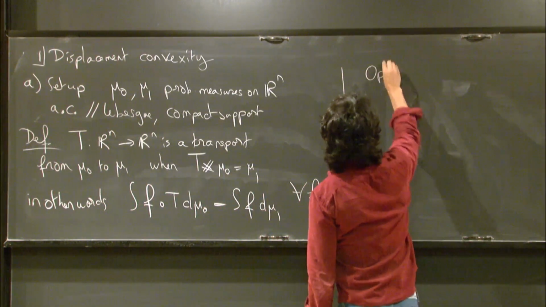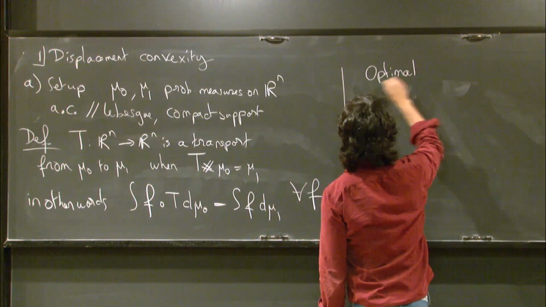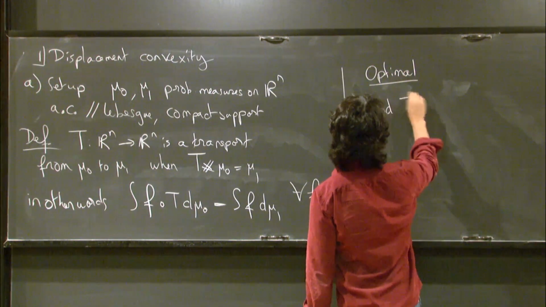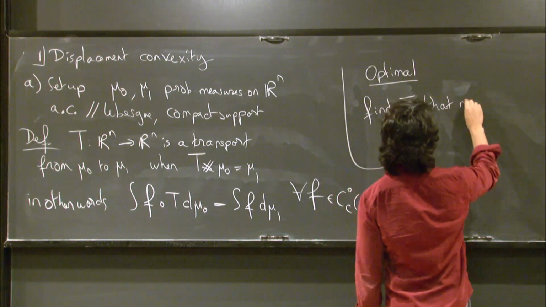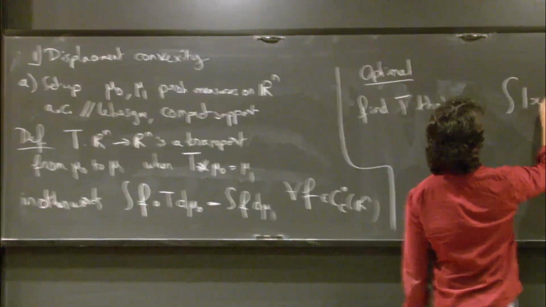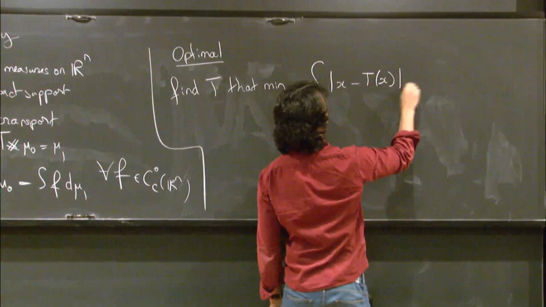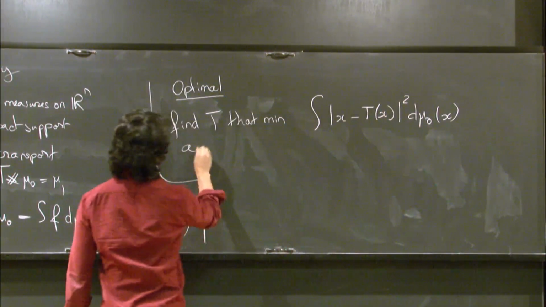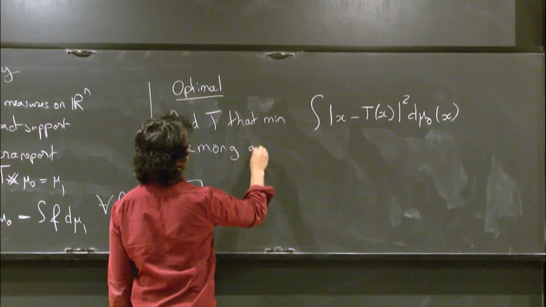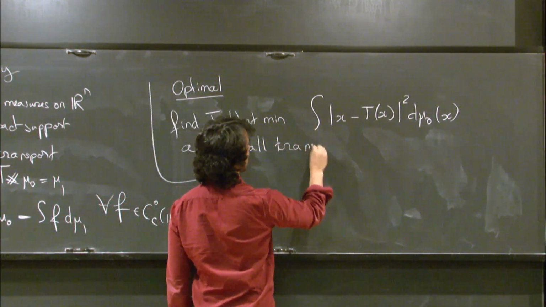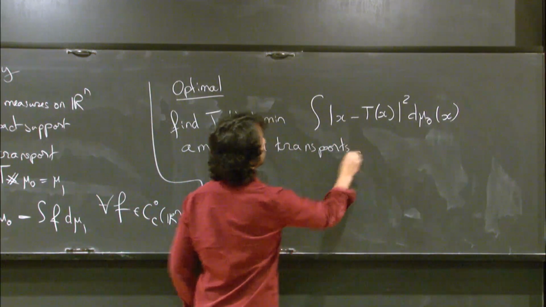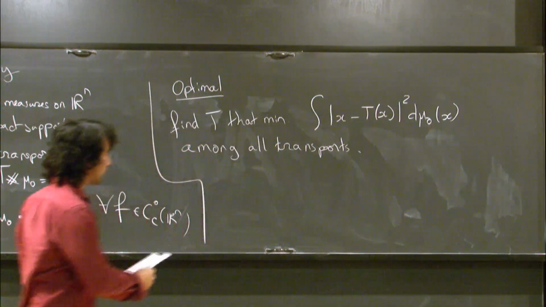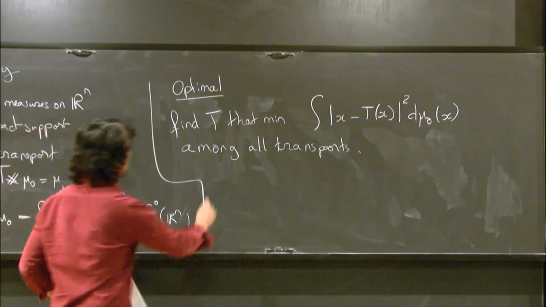So then the optimal transportation problem is to find T that minimizes the cost among all transports. Okay, so this is the optimal transportation problem with quadratic cost, which is the only thing I will care about today.